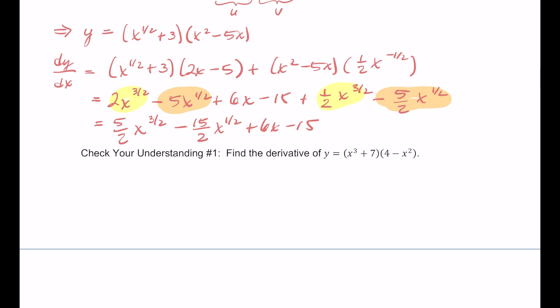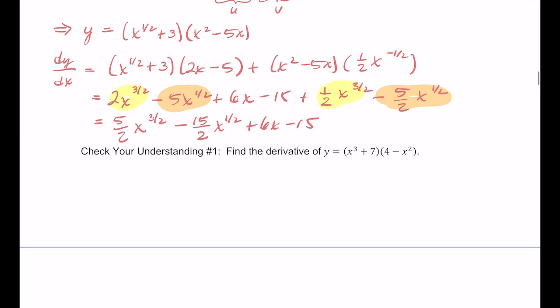I'd like you to take a moment now to try this next problem. You can pause it and practice finding the derivative. And then when you're ready to move on, we'll move on to the quotient rule.